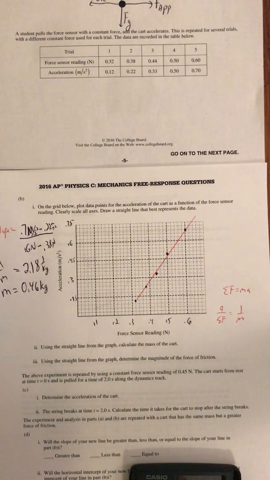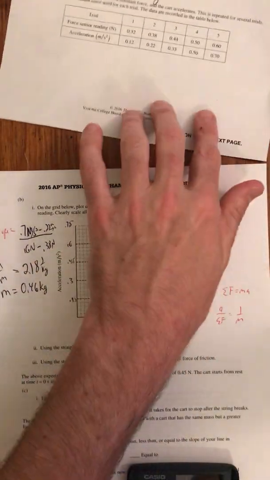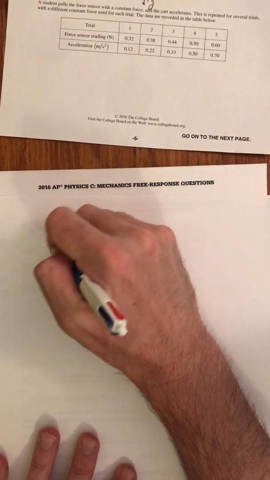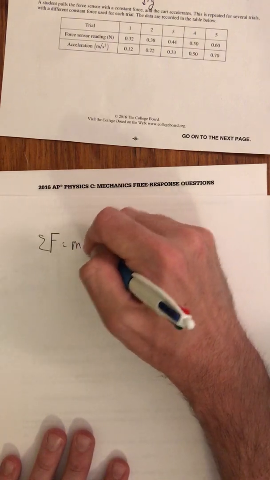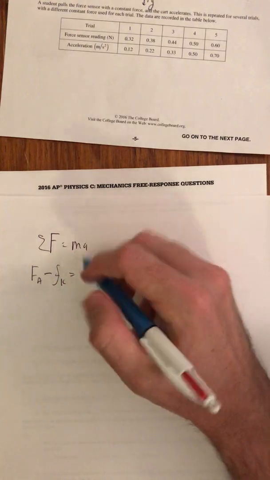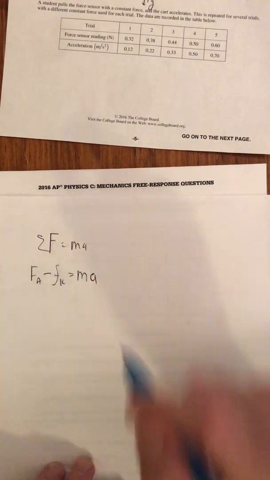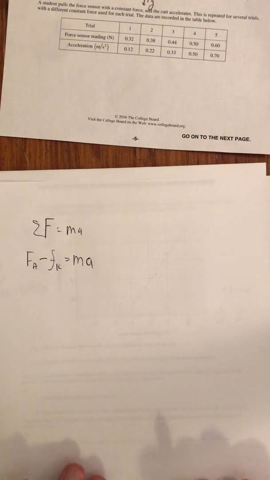From the straight line of the graph, measure the magnitude of the force of friction. So in other words, now that I know that mass, we can go back here. I'm actually going to go to a separate sheet of paper because we know that F net equals ma, and so the applied force minus the frictional force is equal to ma. Now we know what a is, so I can just use any of the data points.